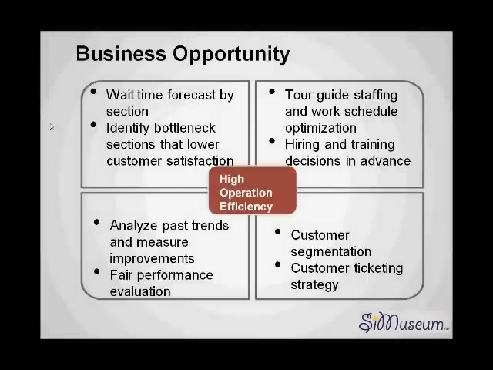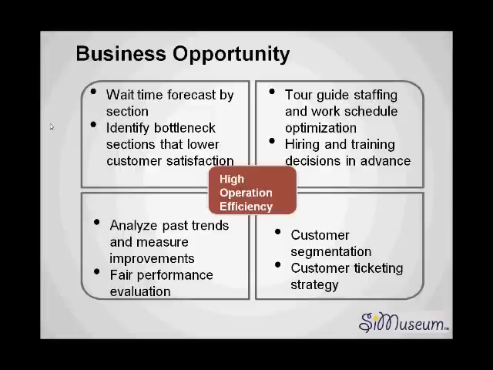First, businesses can forecast wait time by section and identify bottlenecks to lower customer satisfaction, essentially the sections with the longest waiting time. Second, we allow for tour guide staffing and work schedule optimization by giving businesses the ability to see how many tour guides are necessary in a particular section to achieve a certain customer satisfaction level. This allows them to make hiring and training decisions in advance.